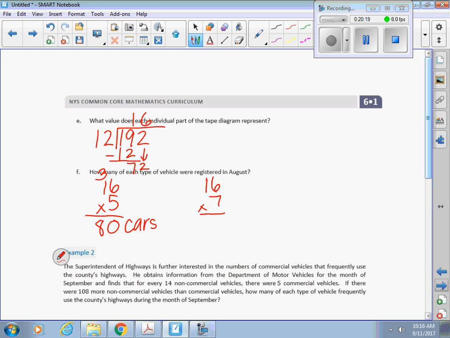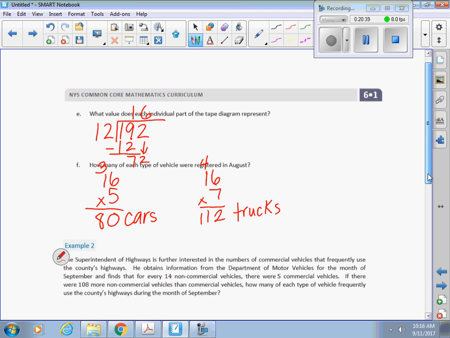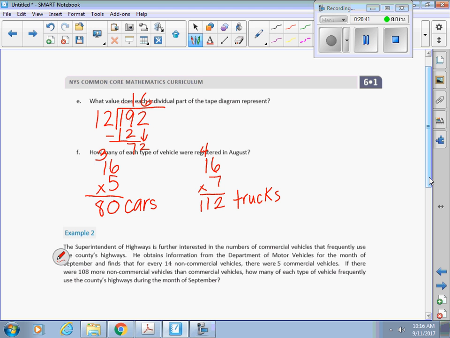All right, so 7 times 6 is 42. Very good. 7 times 1 is 7, plus 4 is 11. So we have 112. And what does that represent? Trucks. Pickup trucks. Very good. So 112 trucks. Nice job. All right, we are going to continue with example 2 tomorrow.